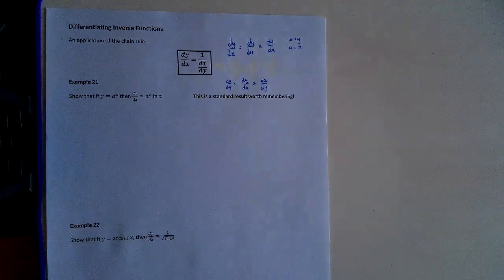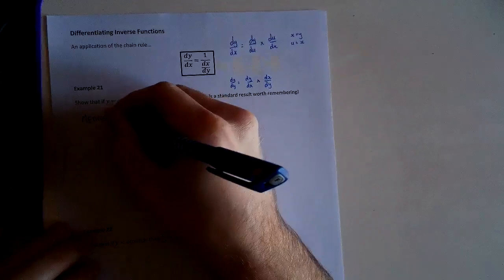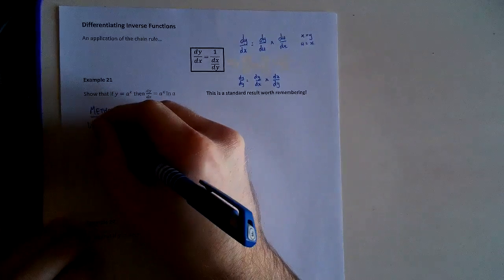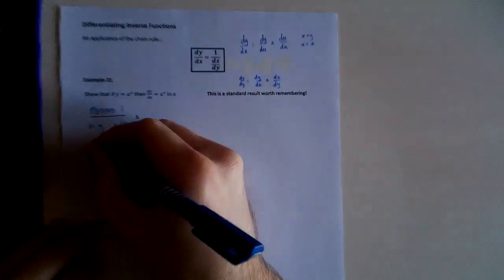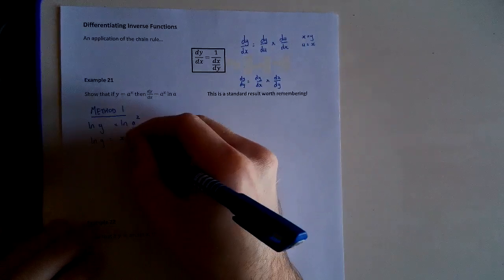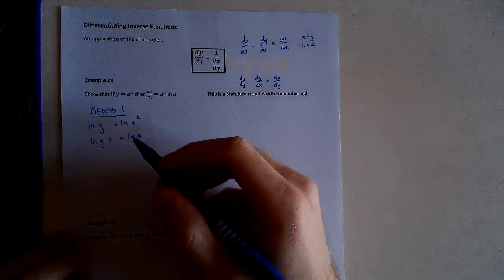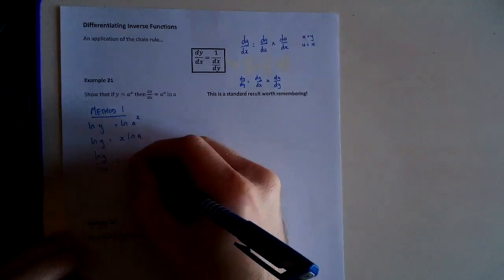Okay, there's 2 ways of showing this. So method 1 is when we use this new method here. So I'll do that one first. What we do is we do ln on both sides. So ln y equals ln a to the x. We can bring the x to the front. We can then differentiate both sides. I can divide by ln a first. So ln y over ln a equals x.